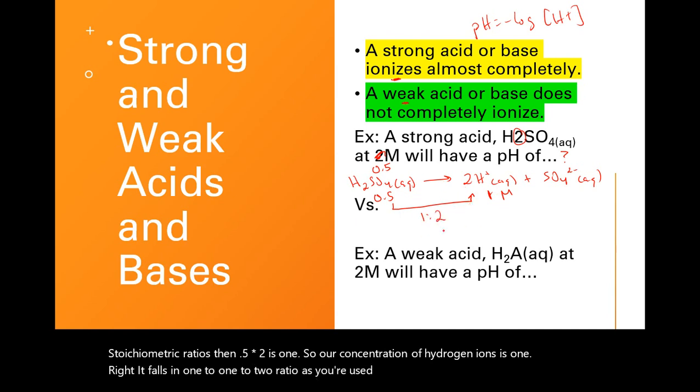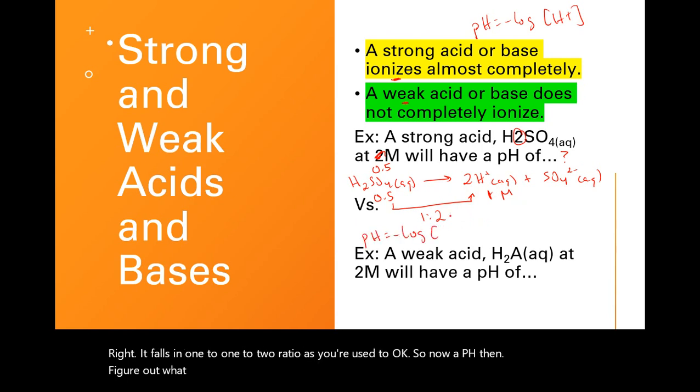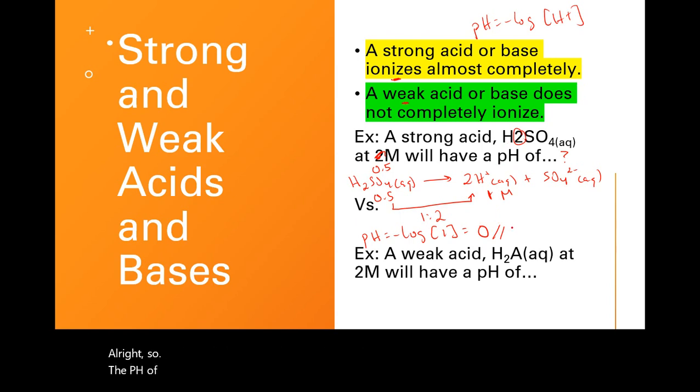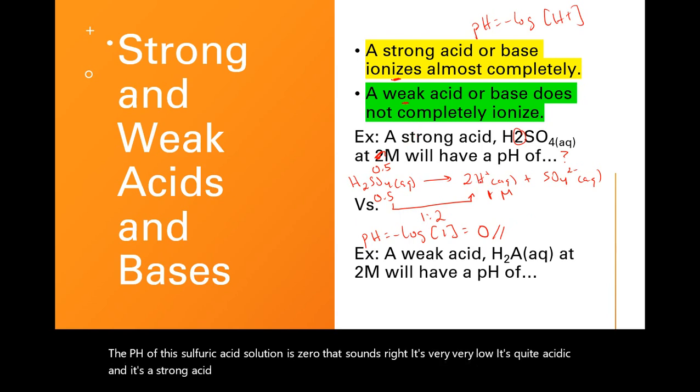Okay, so now a pH then, let's figure out what the pH is. So negative log of 1 is just 0. All right, so the pH of this sulfuric acid solution is 0. That sounds right. It's very, very low. It's quite acidic, and it's a strong acid because it completely ionizes.